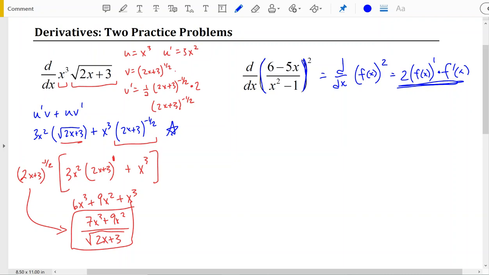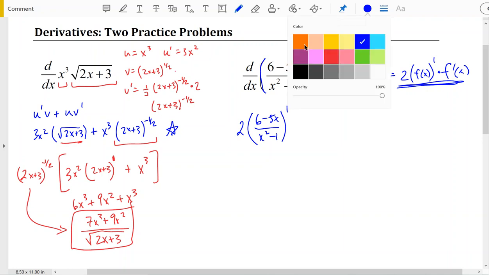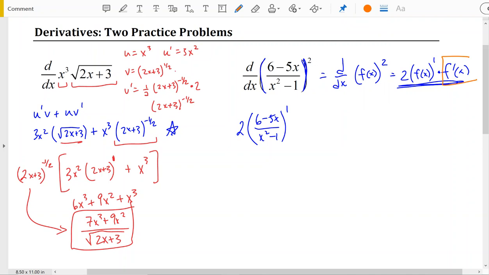So I'm going to try and follow this pattern here. Now the first part is pretty straightforward. It's 2 times our function. Our function is (6 minus 5x) over (x squared minus 1) to the first power. It's the second part that's going to be a bit trickier, this f prime of x. Okay, so I'm just going to come over here and do that as a separate problem. The derivative of our f of x, so f prime of x is the derivative of f of x. We're trying to do the derivative of this fraction. And in this case, thinking quotient rule is going to be appropriate.